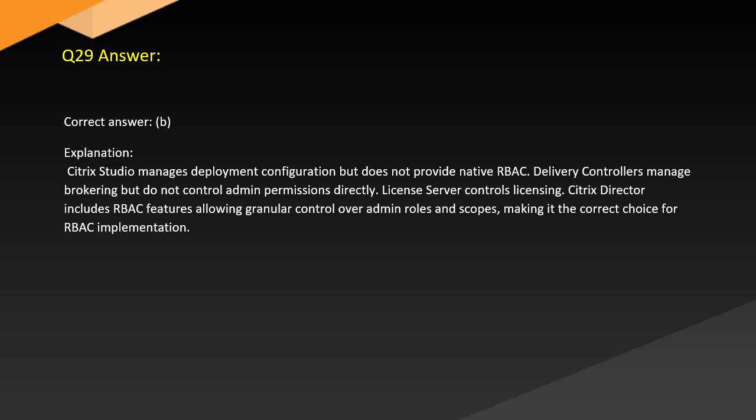Answer. Correct answer, B. Explanation. Citrix Studio manages deployment configuration but does not provide native RBAC. Delivery Controllers manage brokering but do not control admin permissions directly. License Server controls licensing. Citrix Director includes RBAC features allowing granular control over admin roles and scopes, making it the correct choice for RBAC implementation.